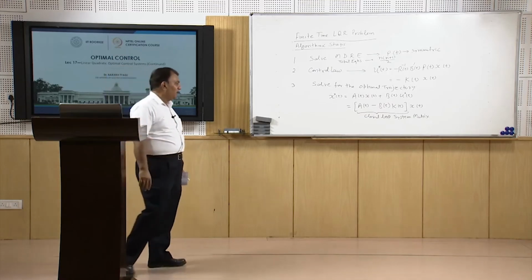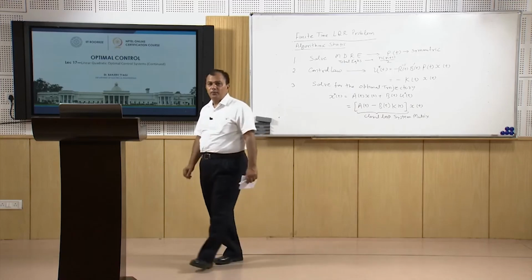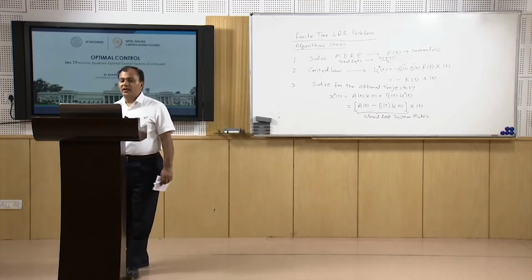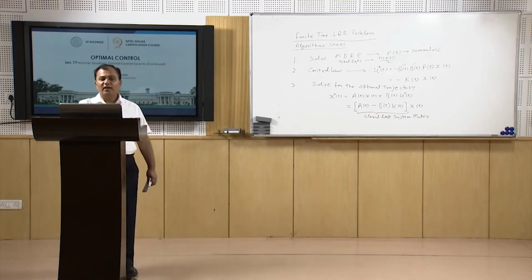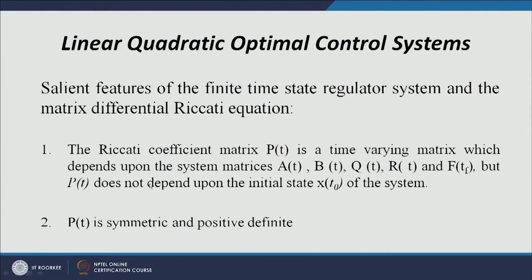So, next we will see some salient features of our Riccati equation as well as the regulator system. The Riccati coefficient matrix P(t) is a time varying matrix which depends on the matrices A(t), B(t), Q, R and F, but P(t) does not depend on the initial state x(t0).